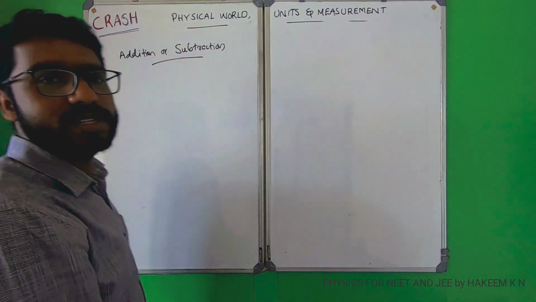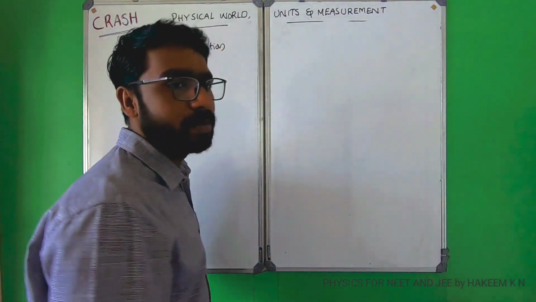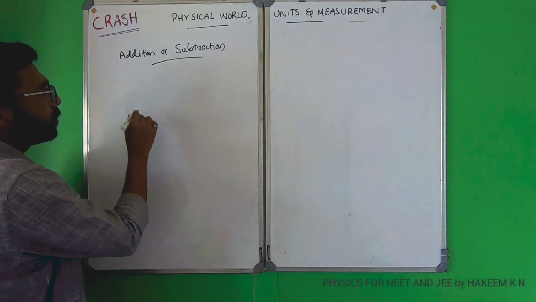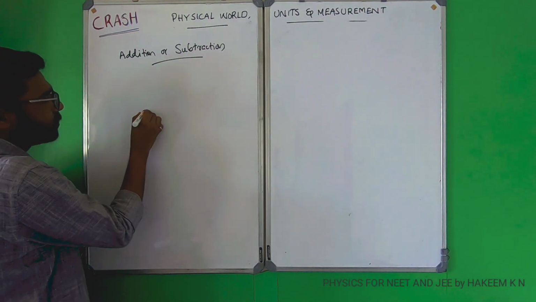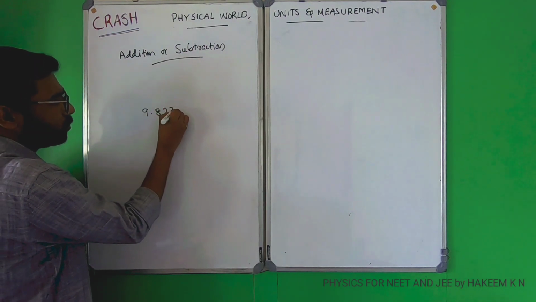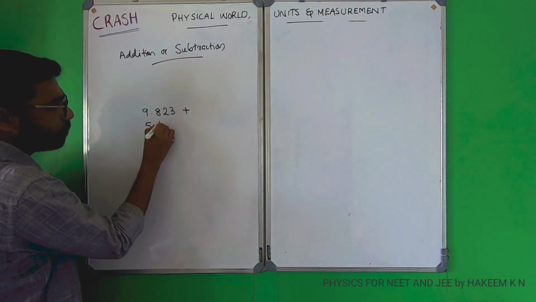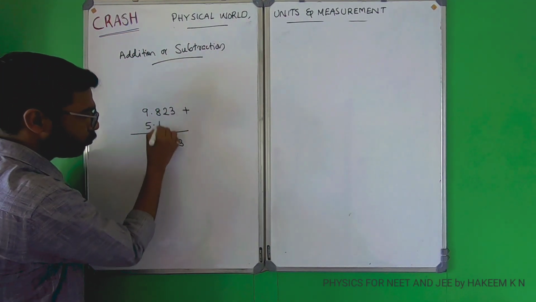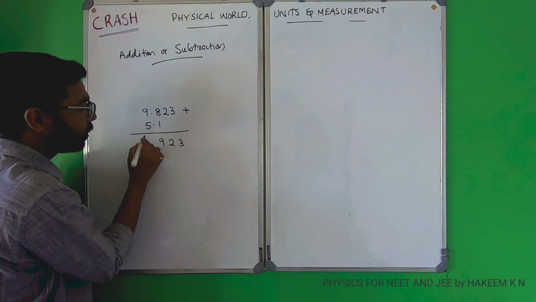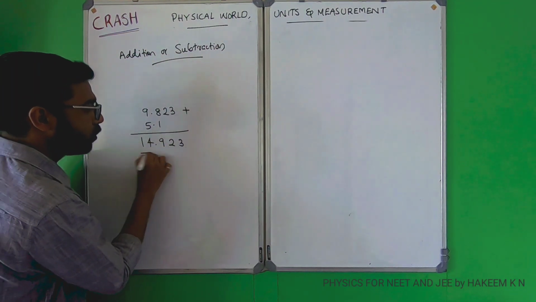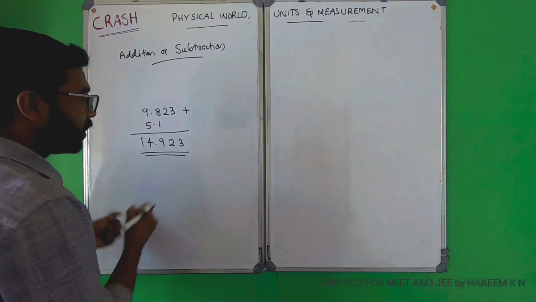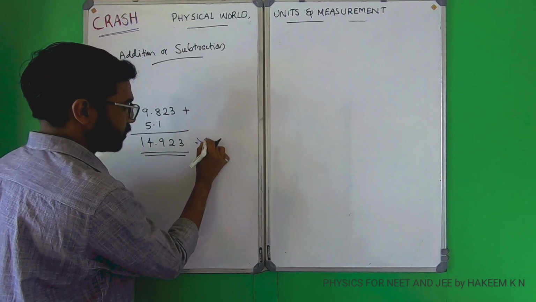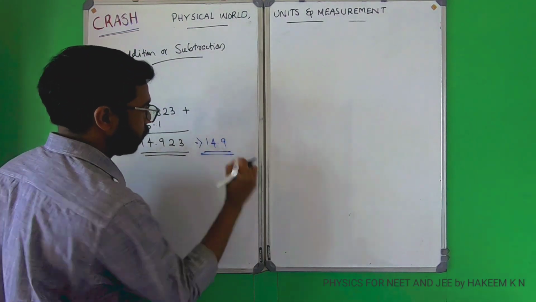How are significant figures taken in mathematical operations? First we are discussing addition or subtraction. For example, when we are adding 9.823 plus 5.1, the result is 14.923. The correct answer according to the rule of significant figures is 14.9 only.